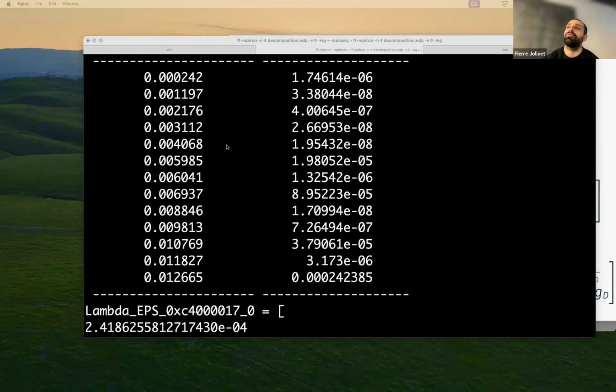Yes, if you have a pure Neumann problem, it's usually indefinite, so you need to have the Lagrange multiplier. Okay, I can try, but maybe we'll do it later on.